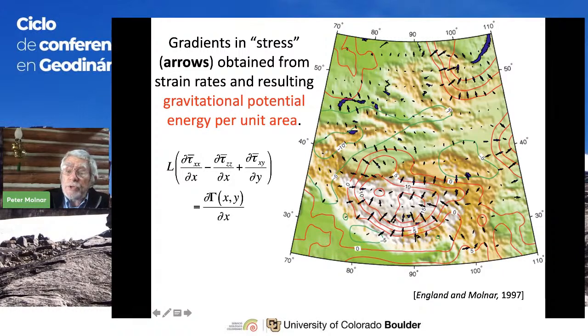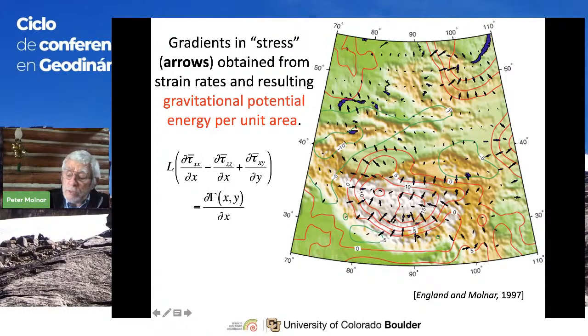So the arrows are showing you the gradients in the strain rates. They're the values that are shown here. And the red contours are showing you the integrated value. If you take this and integrate and solve for gamma, you get the red lines. And the black arrows point perpendicular to the contours of the potential energy, because the gradient in the potential energy should be given by these gradients.